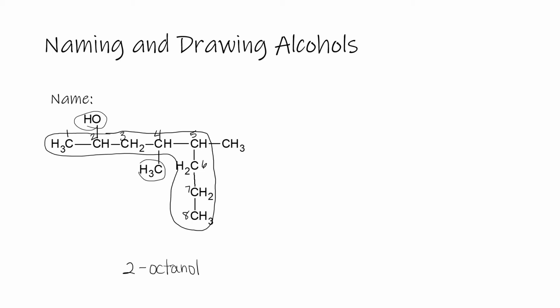All right, let's name our other substituents. We have a methyl group coming off of the 4th carbon and a methyl group coming off of the 5th carbon. And so those are going to be 4,5-dimethyl 2-octanol. And that's how to name it. Basically, same as we've done before.